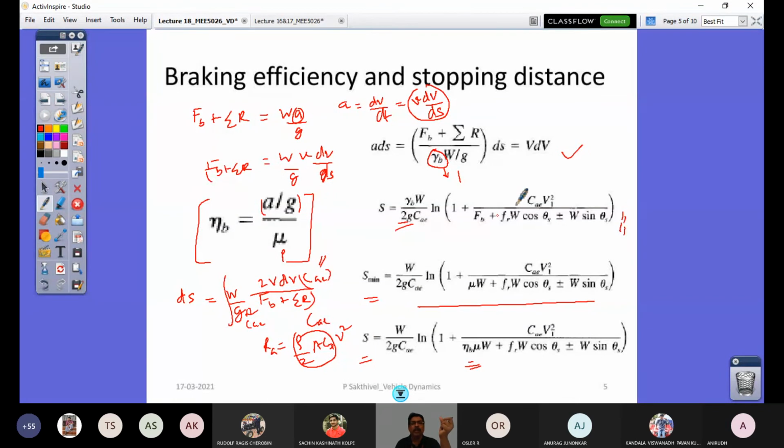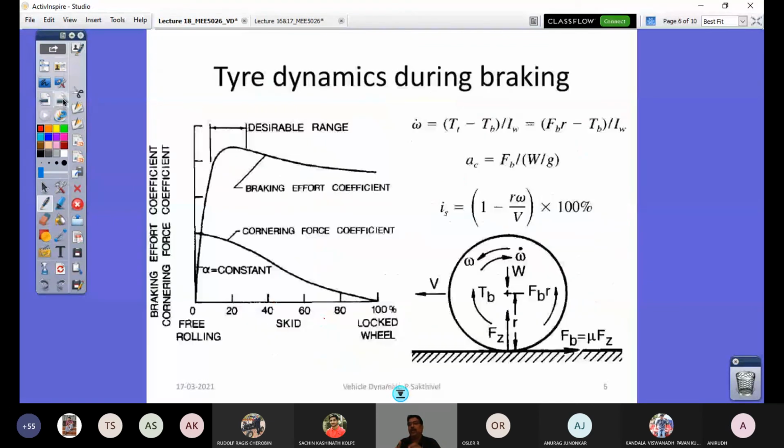So continuing with that, let's now look at the tire dynamics during braking. I will define up to this point, and then on the next lecture we will look at the working principle of ABS, right? Because of non-availability of time. So this slide is the concluding slide for today's lecture.